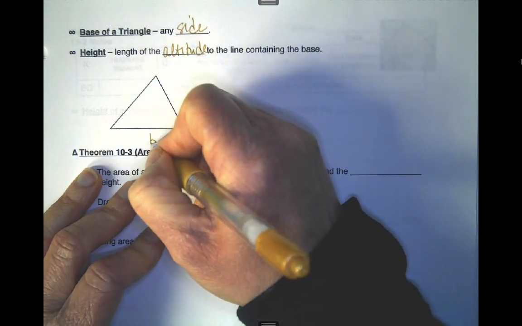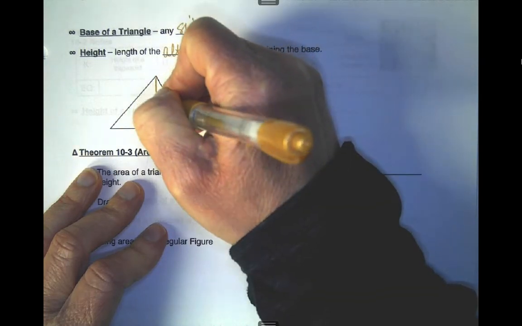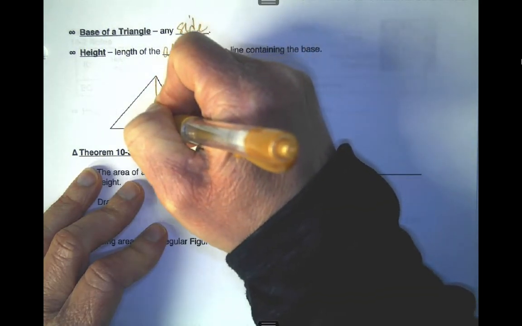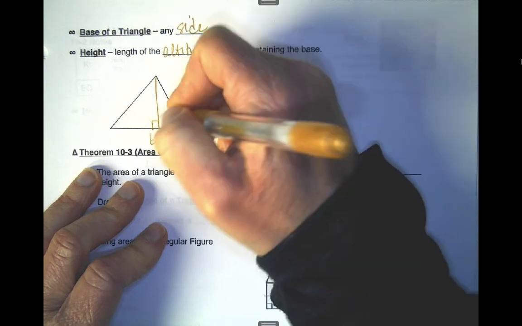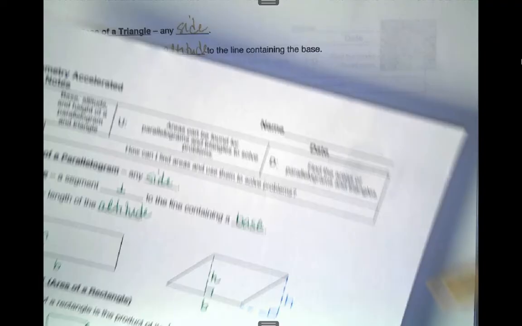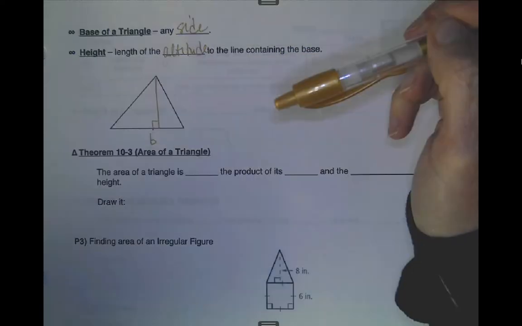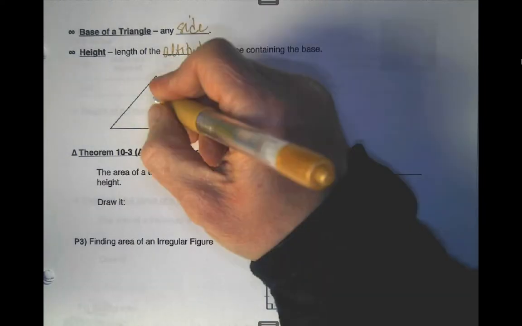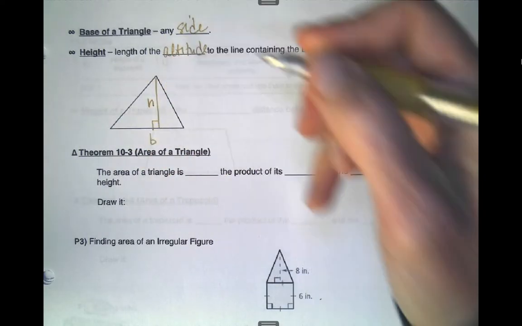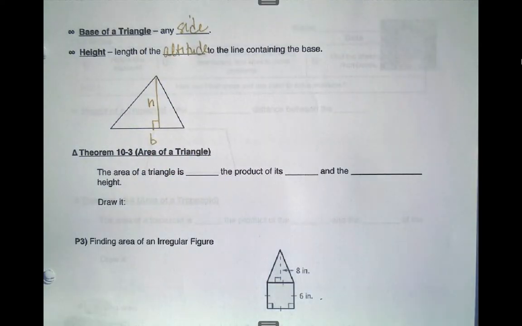So again, if this is the base, this right here is an altitude, because remember what we said on the first page, an altitude is a segment perpendicular to the line containing the base. So there's that height right there, okay? Then, the area of a triangle.